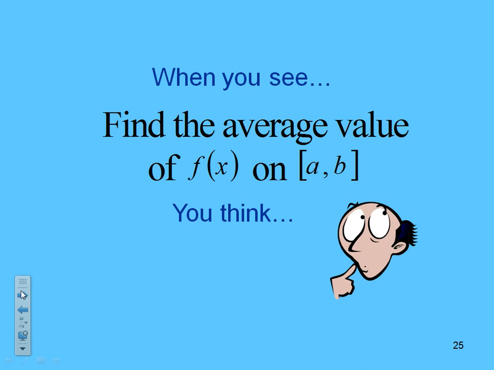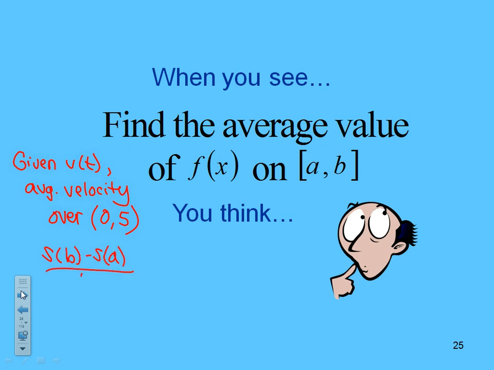Let me show you an example. What if you were given v of t, and they wanted you to find average velocity over, I don't know, the first 5 seconds? I don't want to use acceleration. I don't want to use a derivative. I don't even want to find a slope. What do I want? Average velocity is s of b minus s of a all over b minus a, but I don't have s. What do I have? I have v.